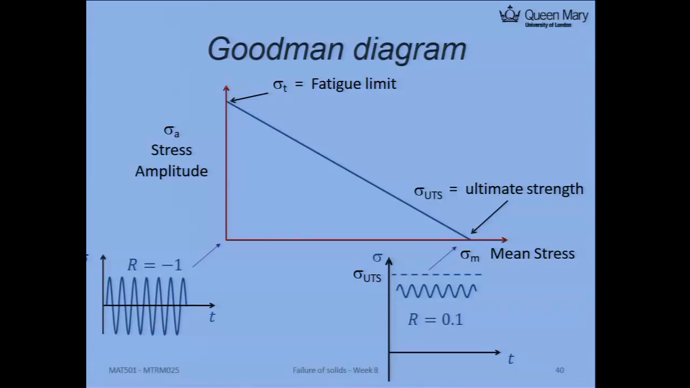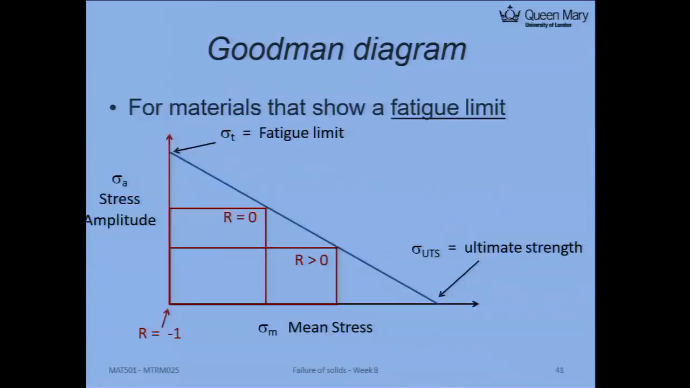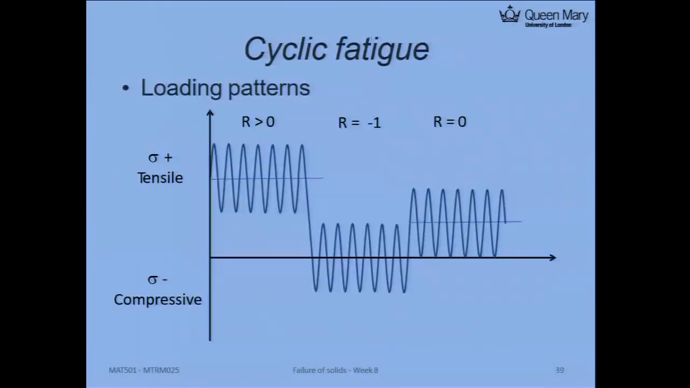Okay, so if you look at some other case, I already pointed out R equal to -1. If R equal to 0, let me remind you, which is the value here, this one. That means the sigma min is 0, while sigma max can be anything.